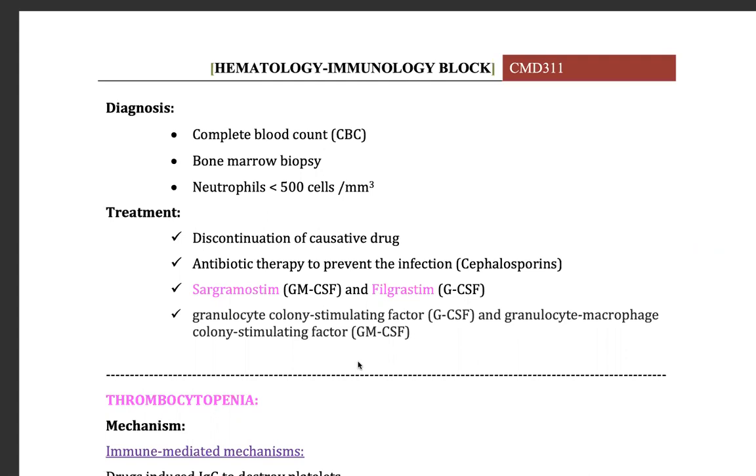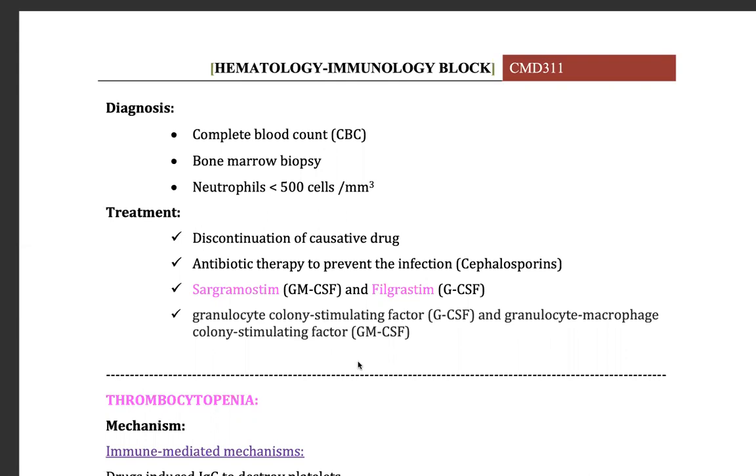If there is a decrease in the neutrophils, it may lead to infections, and generally the preferred antibiotic is the cephalosporin. Third generation cephalosporins are generally used to prevent the infections due to the decrease in the neutrophils. And in most of the cases, it resolves when the drug is stopped, within 2 weeks.